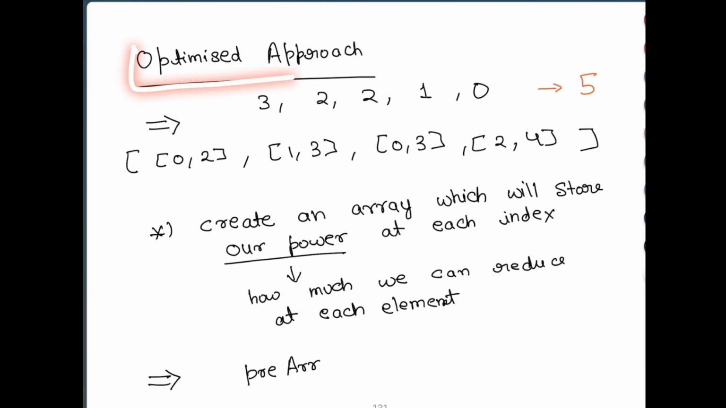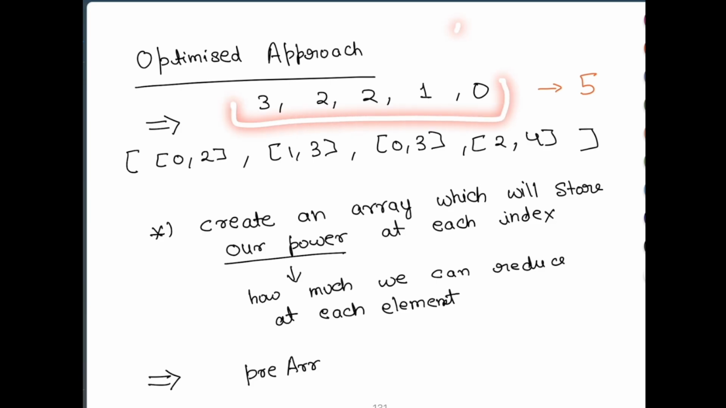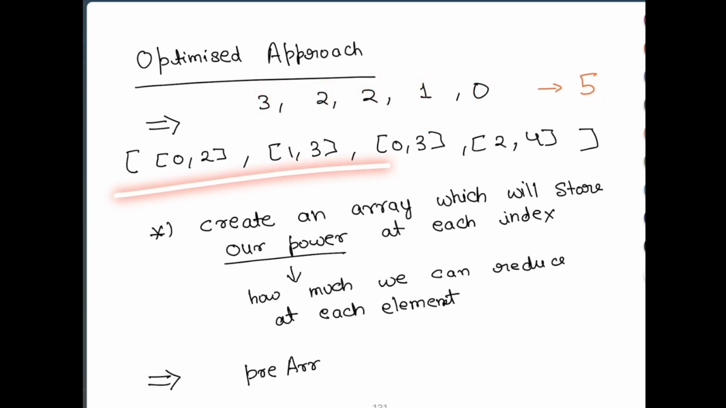In the optimized approach, we are actually going to have a time complexity of O of n plus q instead of n multiplied by q, which is a really good thing. In this approach, let us take an example, which is a nums array. It has 5 elements: 3, 2, 2, 1, 0. And let us take this as our queries. This is our queries array in which we have 4 queries: 0 to 2, 1 to 3, 0 to 3, and 2 to 4.